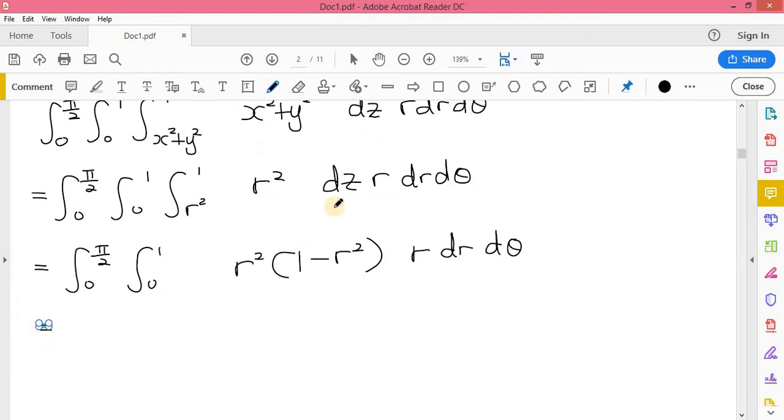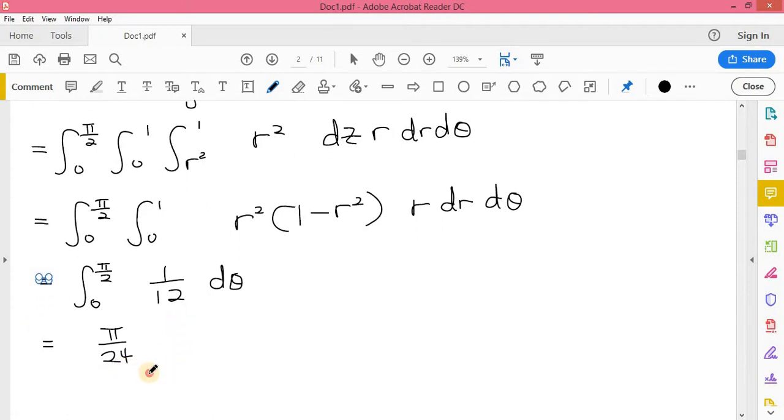Now you are going to integrate with respect to r. Same thing, please press your calculator. You will get your answer 1 over 12 d theta. Okay, so you will get your answer, which is pi over 24. Okay, so this one will be your answer.